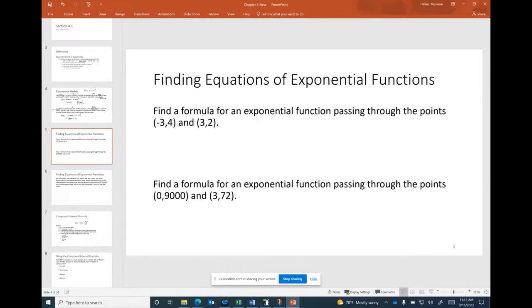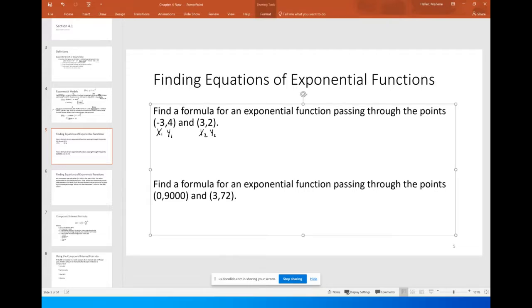All right, what if I only have data and I want to model this data? Say I've got 2 data points, but I know that this data is exponential in nature. I want to find the formula or model that would fit this data. So it's going to pass through these 2 points, -3, 4, and 3, 2. These are like x and y coordinates, right? I might call that -3 an x1 and that 4 a y1. The 3 might be an x2, and that 2 would be a y2. Just some coordinates that satisfy this model I want to build.